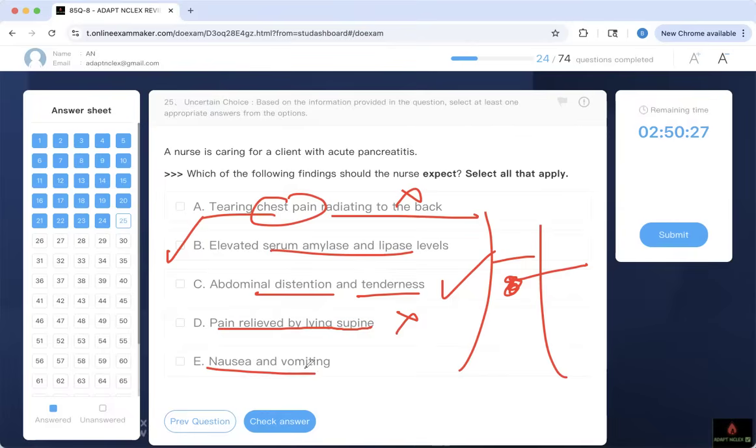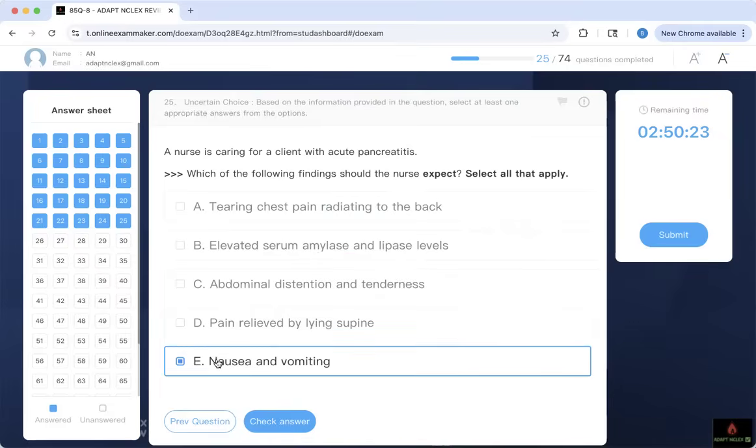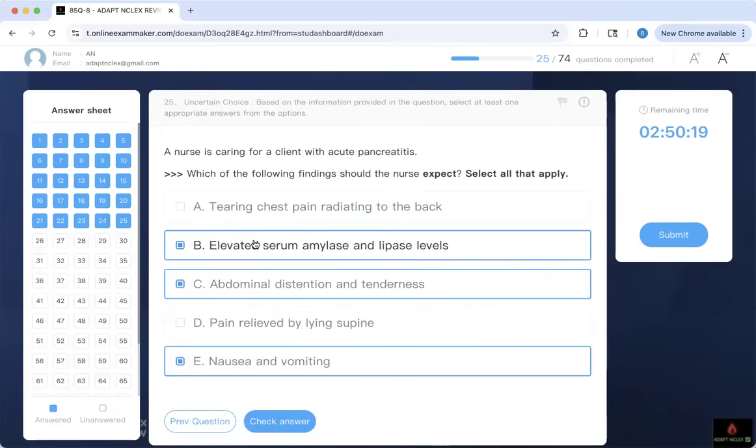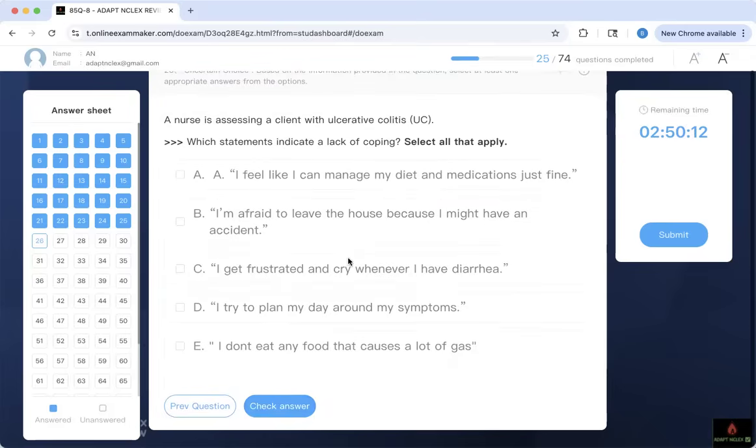And then you may have nausea and vomiting. So those are the right answer, which was nausea and vomiting, abdominal distension, amylase and lipase elevated. The rest are unexpected in the presence of acute pancreatitis.